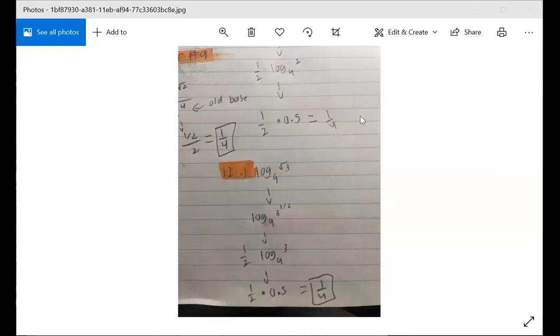Cortland's work. Wait, what's going on? Okay, here. So share screen, that's Cortland's work. He works on number 12. Do you guys see the screen? Okay, so he worked on log base 9, very good.